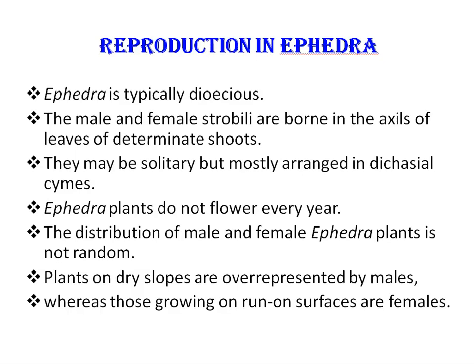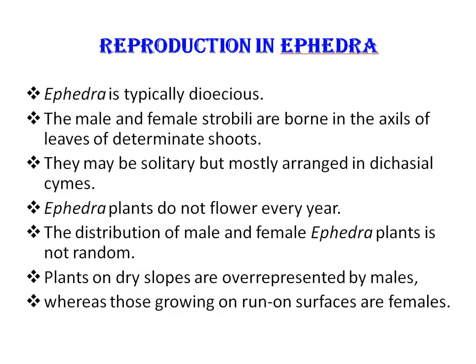The male and female strobili are borne in the axil of leaves of the determinate shoots and also in whorls on the nodes of older branches. They may be solitary but mostly arranged in dichasial cymes.